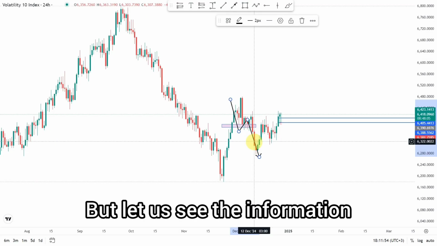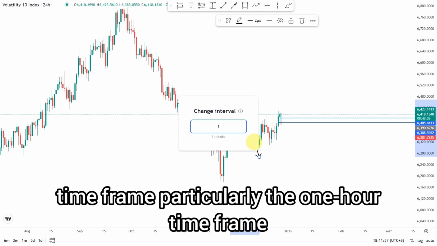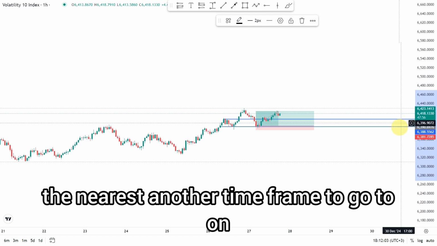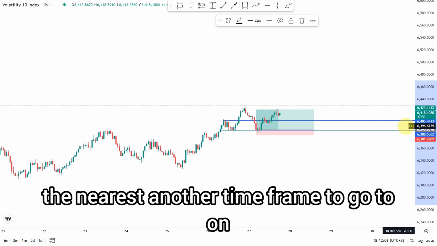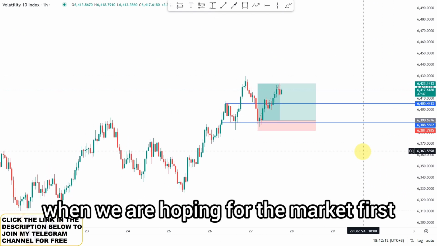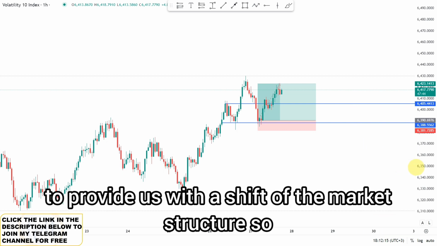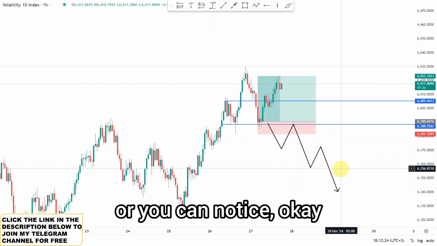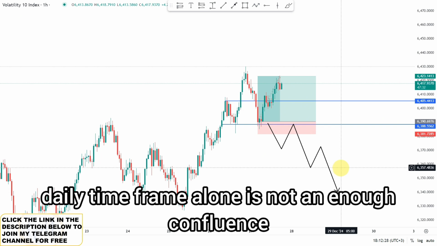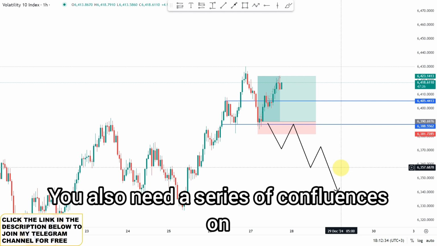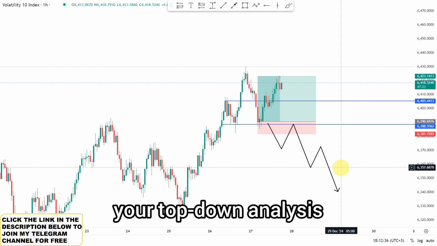But let us see the information that the market also provided on the lower time frame, particularly the 1 hour time frame. After the daily time frame, the next time frame to go to on your top-down analysis is the 1 hour time frame. On the 1 hour time frame, we are hoping for the market first to provide us with a shift of the market structure so that we can get a confirmation of selling bias. So you can notice, okay, the daily time frame alone is not enough confluence for you to enter a sell position. You also need a series of confluences on your top-down analysis.